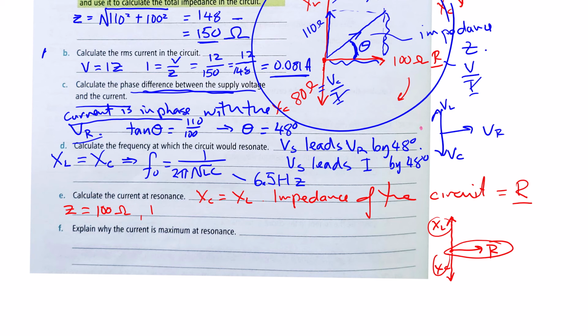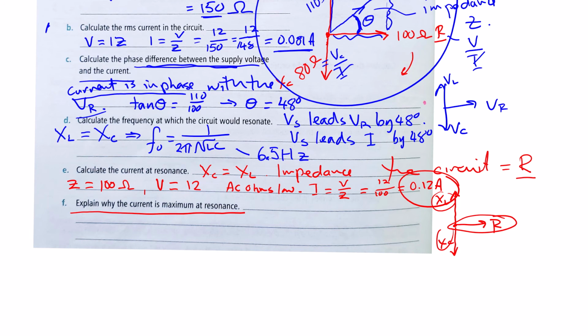And the current is equal to, we're trying to find current, the voltage is 12 volt, and we simply use the AC version of Ohm's law, which will give us the current is equal to the voltage over the impedance, equals 12 over 100, which is equal to a current of 0.12 amp.